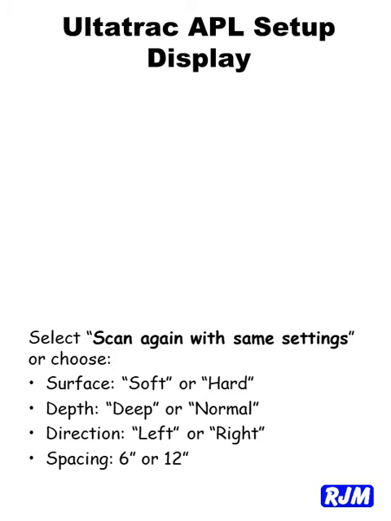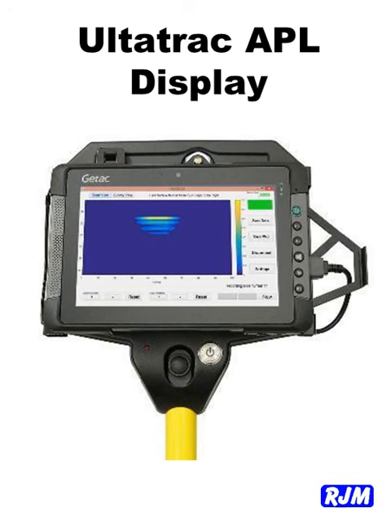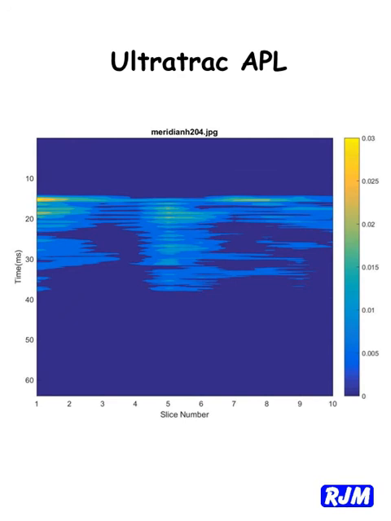Setup is easy. Simply choose same as last time scan, or choose the surface, depth range, direction of scan, and spacing interval. The display on an APL is a field durable tablet. The power and scan buttons are below the screen. A color map shows the intensity of the sound signals reflected back to the acoustic pipe locator. Mark the location of each object found.